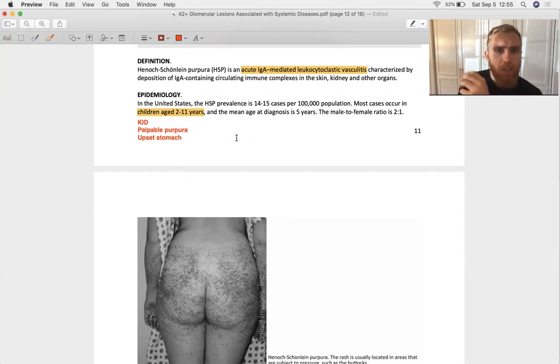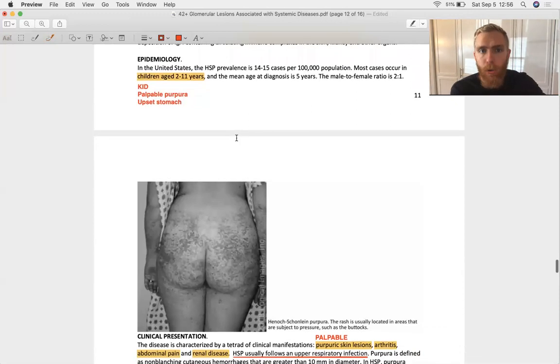HSP is an acute IgA-mediated leukocytoclastic vasculitis. What's that mean? Small vessel endothelial damage mediated by neutrophils, and they pop and spill all of their oxidative proteases, and you see remnants of neutrophils around the periphery of a capillary, leukocytoclastic. Most cases occur in kids aged 2 to 11. The classic patient has a palpable purpura, particularly on the buttocks and hind legs, and they also have a colicky, upset stomach, and possibly an arthritis.